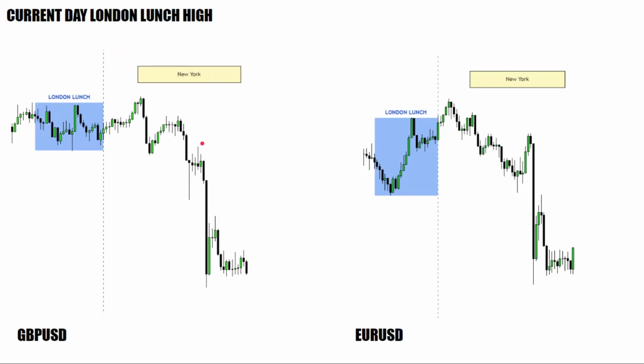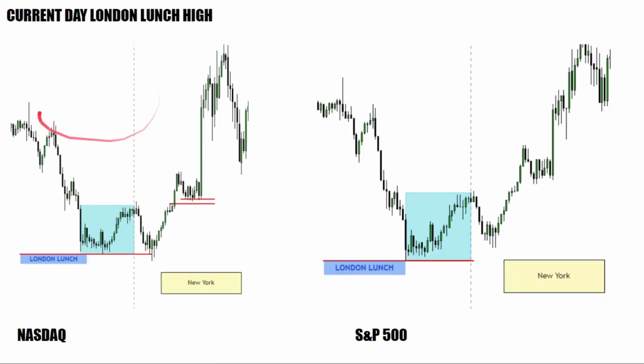There's another example. Price swept the high, went lower, displacement, fair value gap, drop lower. Price went high, swept London lunch highs, went lower, went higher, went lower, displacement, fair value gap, dip. And then now, this is an example on futures, Nasdaq, S&P 500. Price went lower, swept the London lunch low, went higher, displacement, we got our breaker right here.